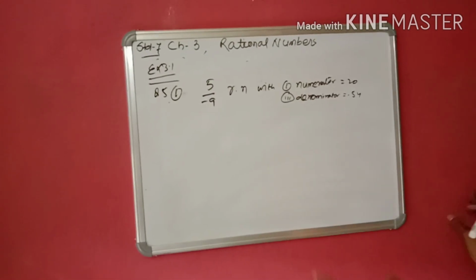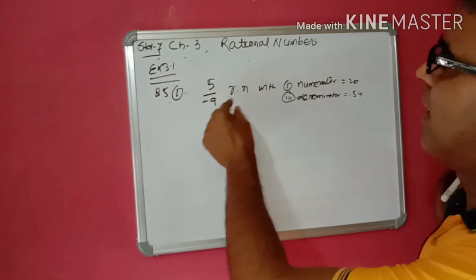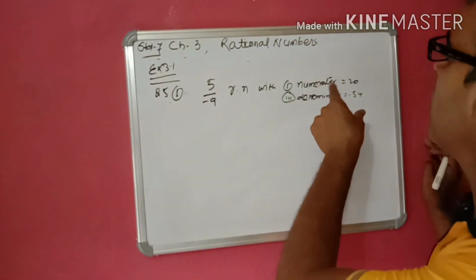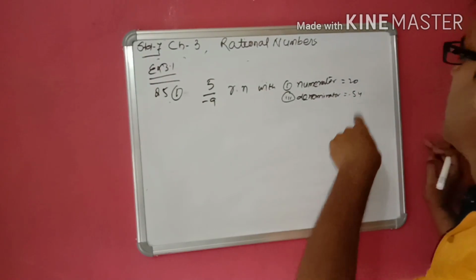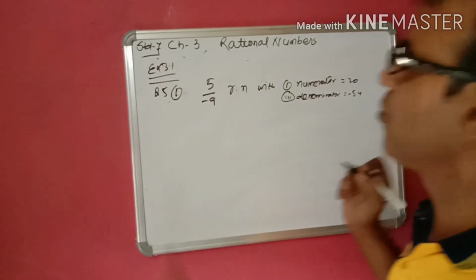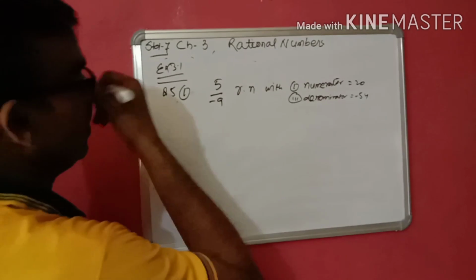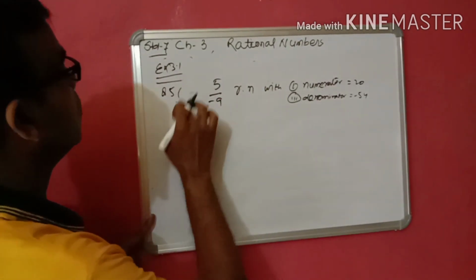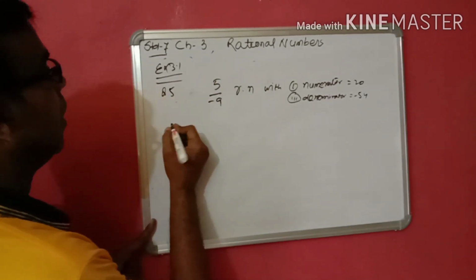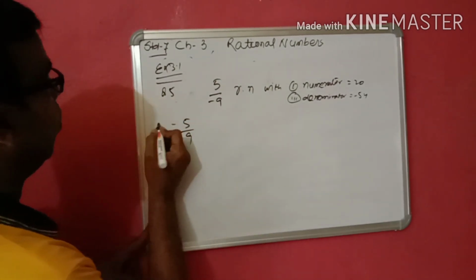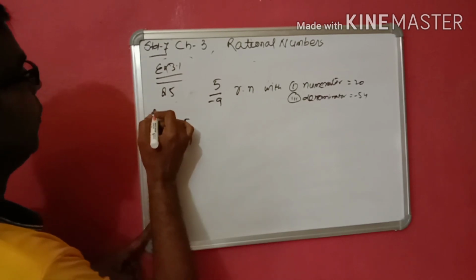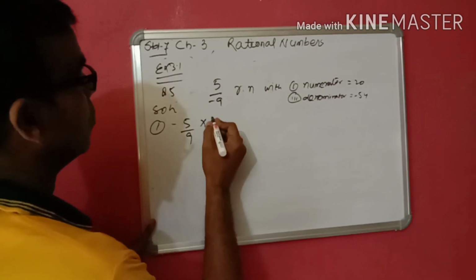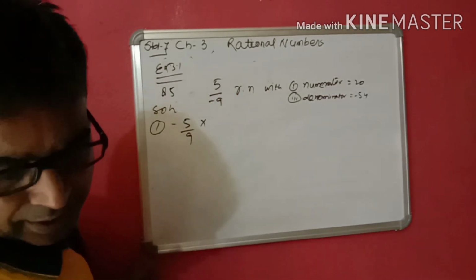Now see question number 5 first. It is given 5 by minus 9, a rational number with the numerator 20 and denominator 54. We have to find out the numerator 20 and denominator 54 in question number 5. So first of all, I am solving part 1. The given number is 5 by minus 9. We have to find out the numerator 20, so I have to multiply by what?